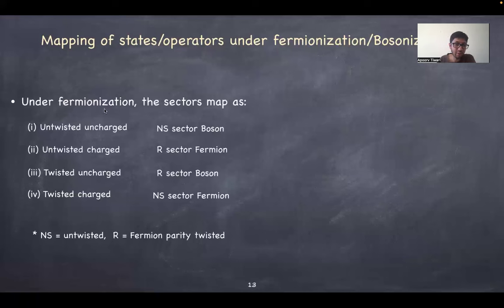Under fermionization, following the recipe I just described on the previous slide, one can study the mapping of sectors. I'm going to sometimes call the NS sector the untwisted sector and the R sector the fermion parity twisted sector. This is convention from conformal field theory or string theory. The fermionization rules are as follows. An untwisted charged sector boson maps to an R sector fermion. A twisted sector operator maps to an R sector boson, and twisted charged maps to an NS sector fermion.